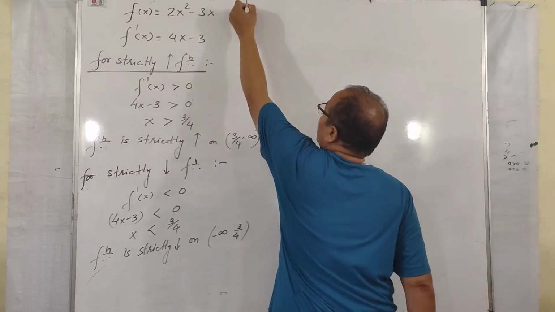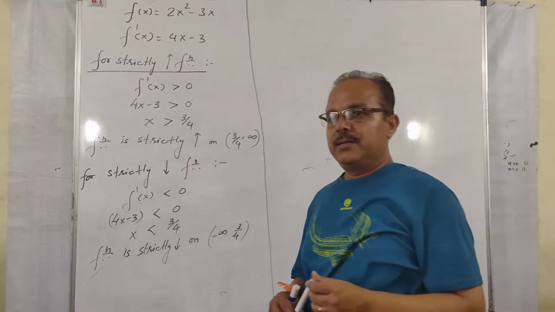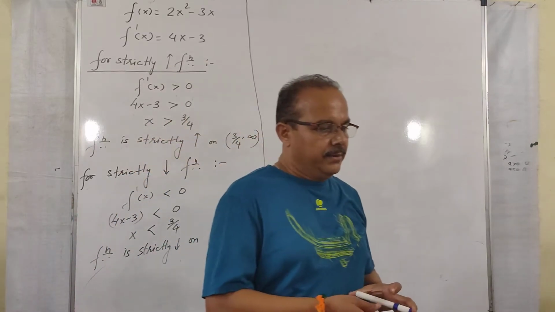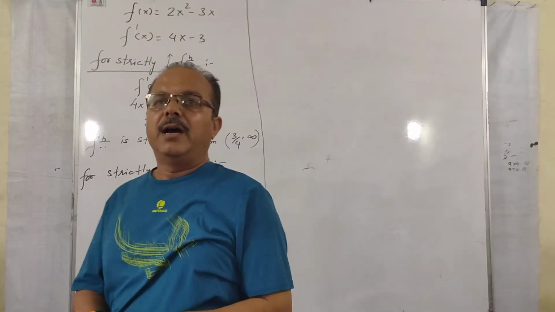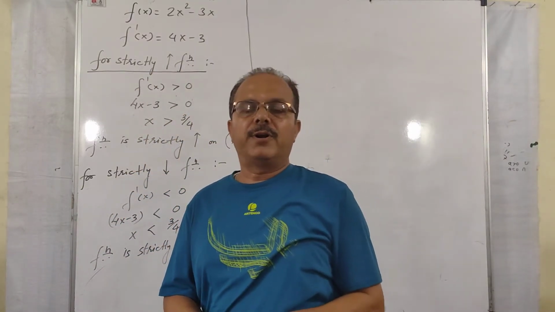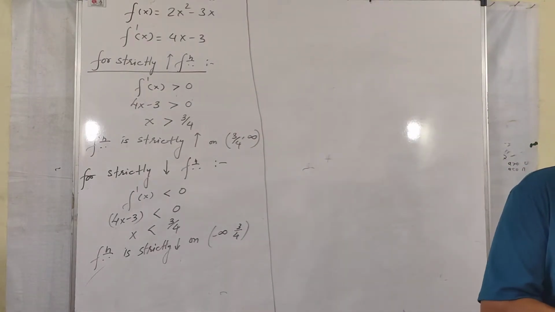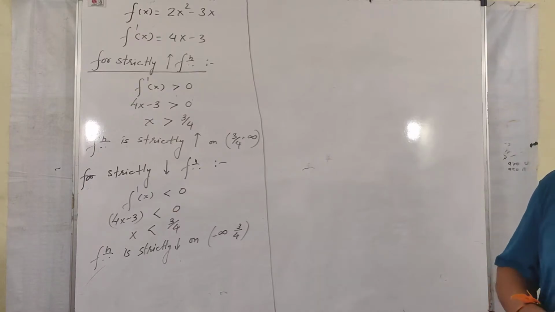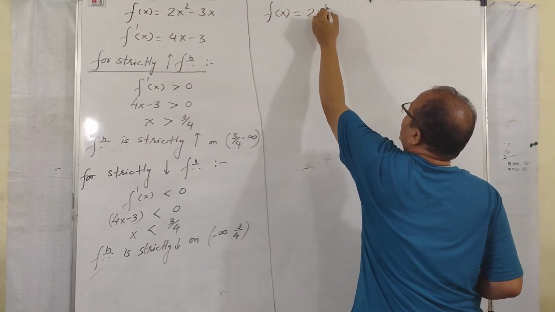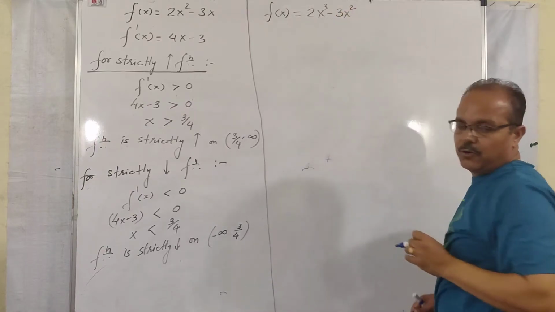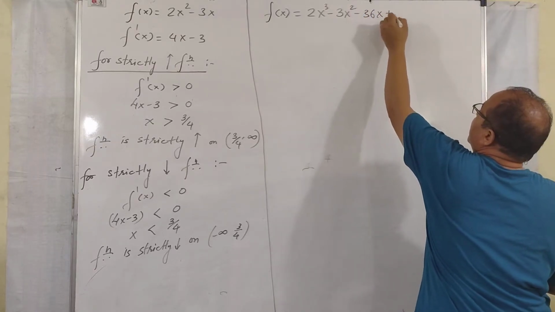Very important question, but in exams mostly the questions we are asked are cubic polynomials or biquadratic polynomials, means the polynomial with degree 4. So let's move on to question number 5, and now you are having a cubic polynomial. So f(x) is equal to 2x cube minus 3x square minus 36x plus 7.